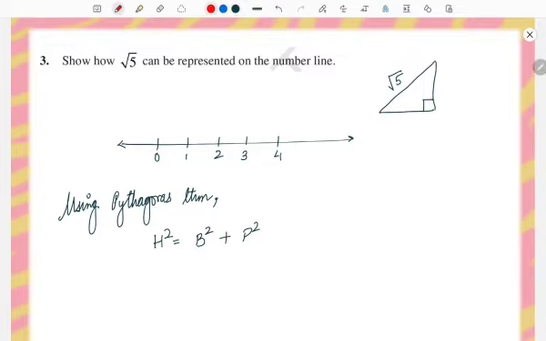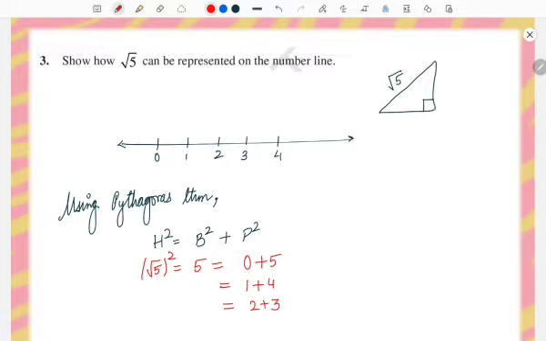So what do I need? I need hypotenuse as root 5. Square of root 5 is what? 5. Now 5 is equal to 0 plus 5. I can write it like this, or I can write it as 1 plus 4, or I can write it as 2 plus 3.